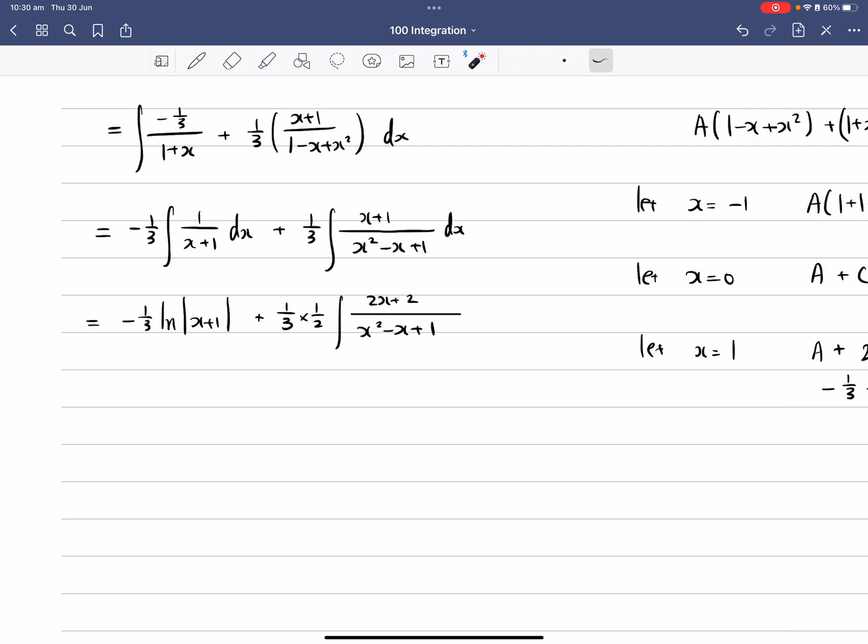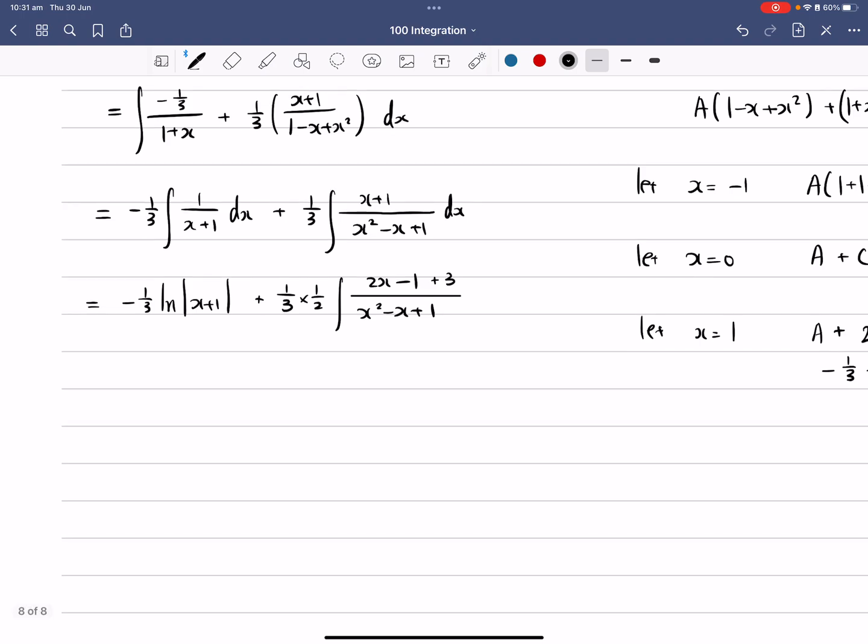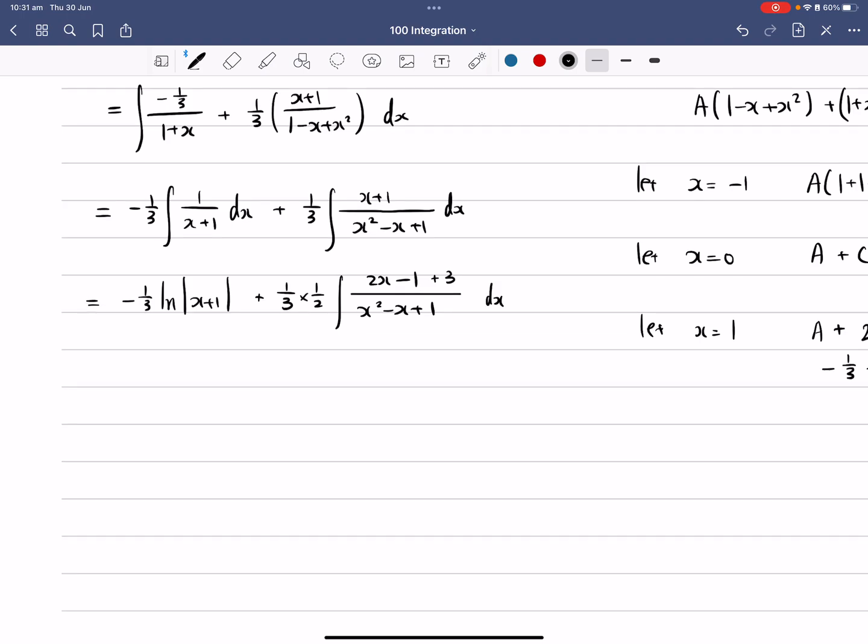Okay. However, remember we need 2x minus 1. So I don't want to change. I want to change this plus 2 into minus 1, but plus 3 on the top. So in this case here, it's just like plus 2. All right, dx. So that's -1/3 ln absolute value x plus 1 plus 1/6.